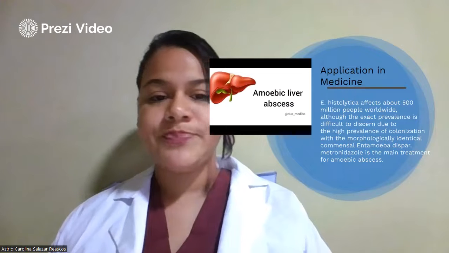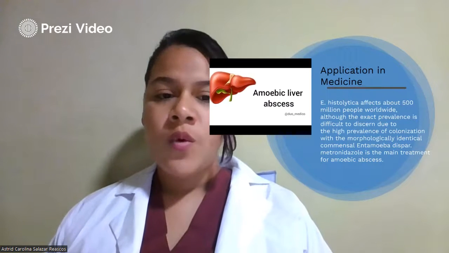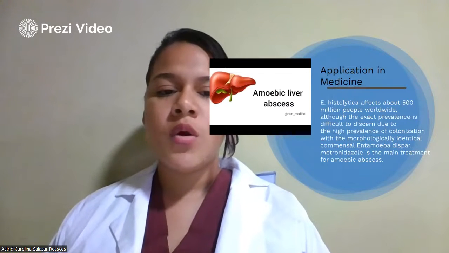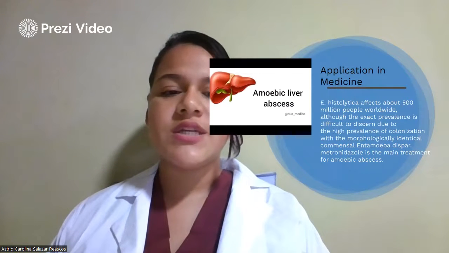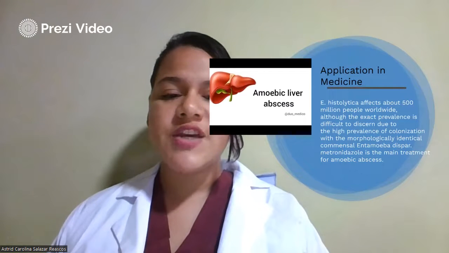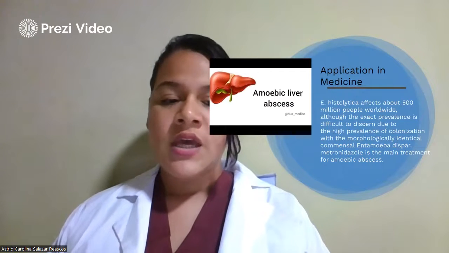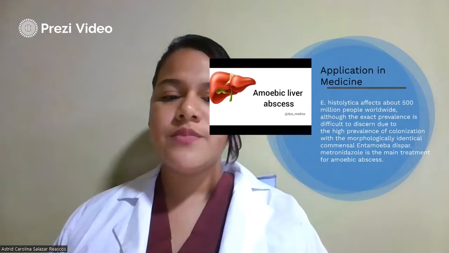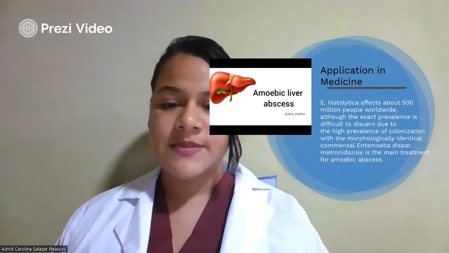Applications in medicine. Entamoeba histolytica affects about 500 million people worldwide. The exact prevalence is difficult to discern due to the high prevalence of colonization with the morphologically identical commensal Entamoeba dispar. Metronidazole is the main treatment for amebic abscess.